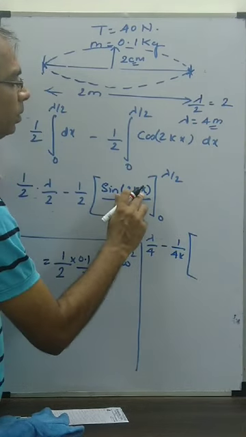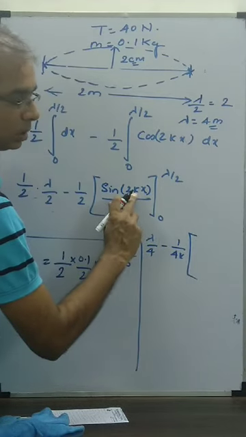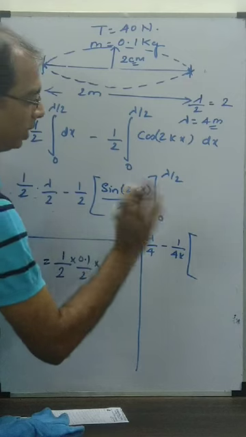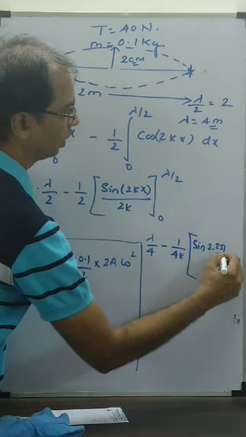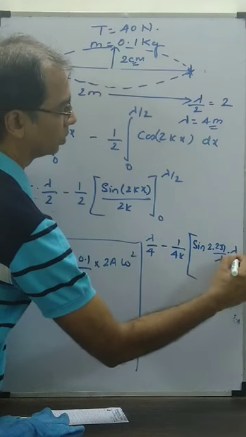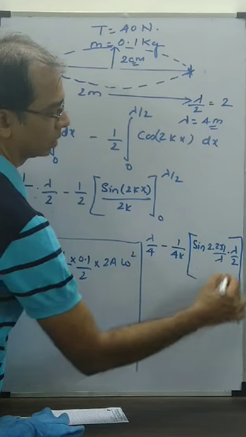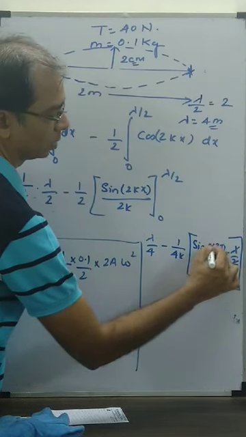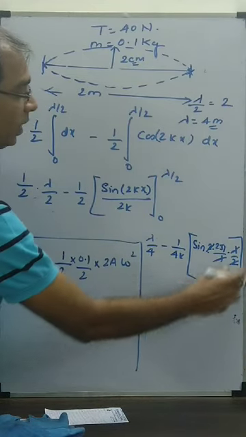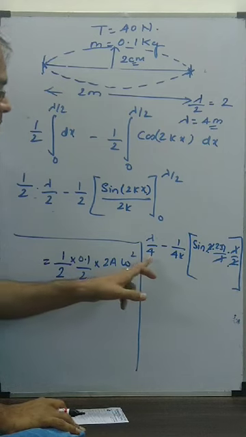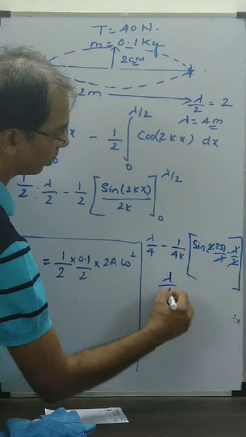Now we have to keep this value in place of x. Sine 0 will be 0 only, so that part I am not writing, only the lambda by 2 part. So sine of 2 into 2 pi by lambda, the k value, into lambda by 2, minus sine 0, which I am not writing. Lambda gets cancelled, 2 and 2 get cancelled. Sine 2 pi is also 0, so this entire factor is gone. So what we are getting is lambda by 4.